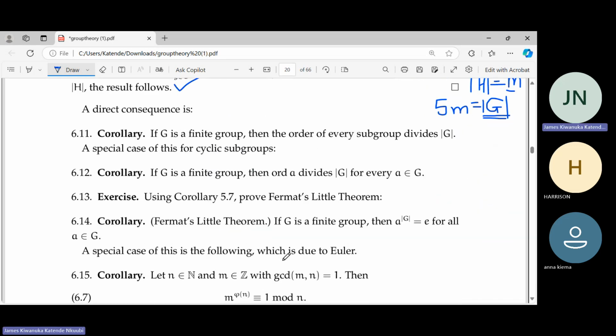So we'll look at some consequences of this Lagrange's theorem. I believe we defined the order of a group; if not, it's in one of the topics that you are supposed to read. If there's anything that doesn't make sense, you ask questions. So this one says if G is a finite group, then the order of every subgroup must divide the order of G.